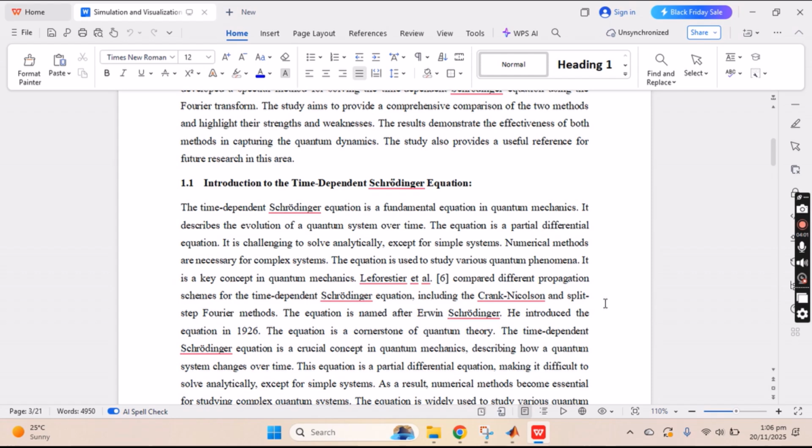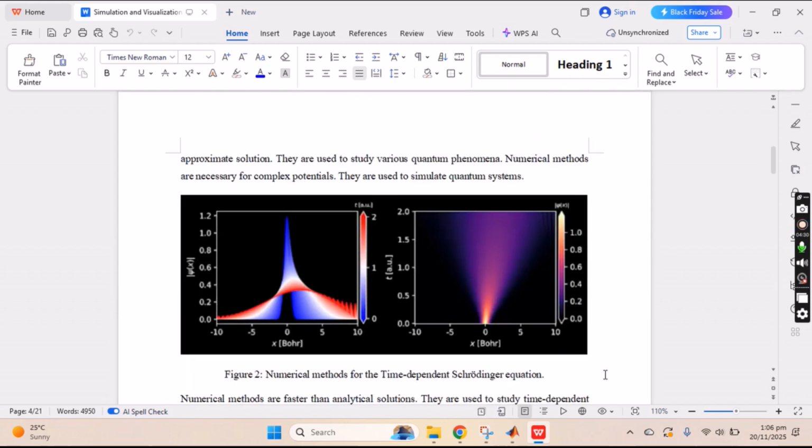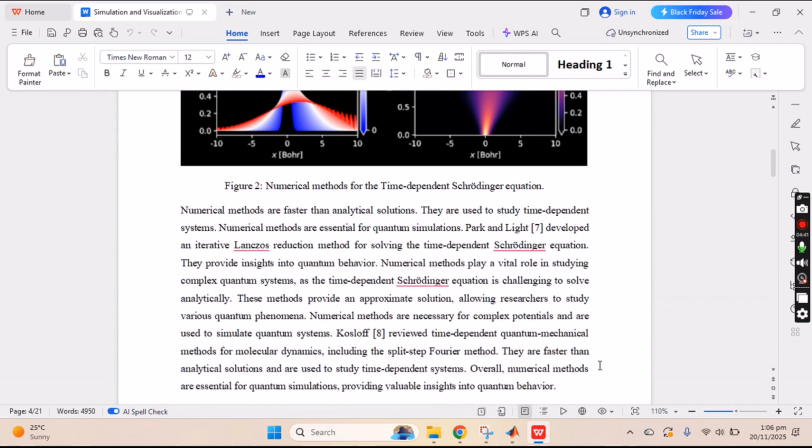That equation is used in various quantum phenomena, especially in quantum mechanics, comparing different propagation schemes for the time-dependent Schrödinger equation, including the Crank-Nicolson and Split-Step Fourier transform. Here is the importance of numerical methods. I have just added that we need them to simulate quantum systems. These are numerical methods for time-dependent Schrödinger equations.